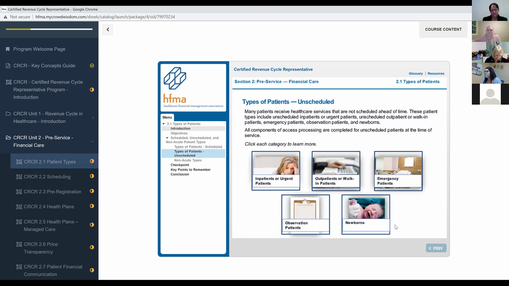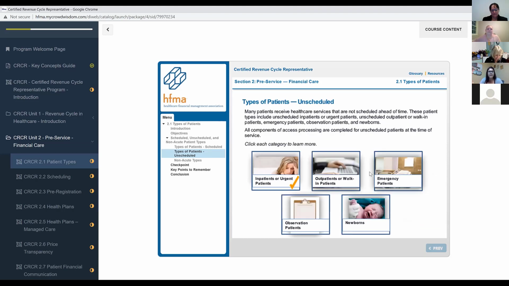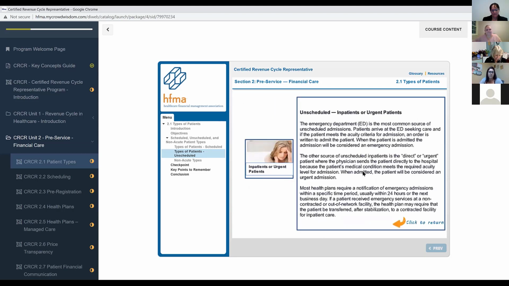The other types are direct or urgent patients, where the physician sends the patient directly to the hospital with a medical condition. And then once you're admitted, it's considered an urgent admission. So I don't know, if you go to urgent care and they say you need to now go to the emergency room, so you go, you're admitted, that's what that is. Outpatients or walk-in patients. These are types of services like routine x-rays, lab.